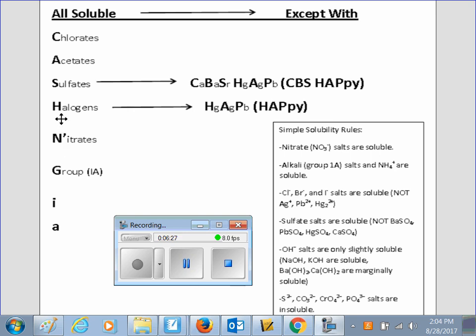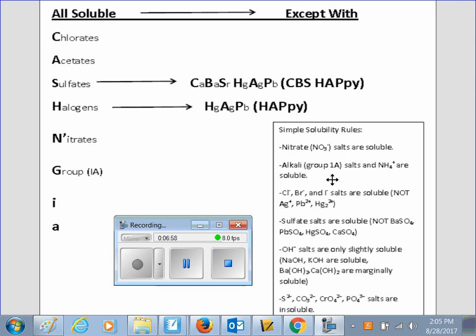Halogens, your group 17 elements, those are going to be soluble unless they're with what I call the heavy metal bad guys, mercury, silver, and lead. And those heavy metal bad guys appear in a couple of places. Nitrates, soluble no matter what. Group 1 metals, so starting with lithium and working your way down that first group, they're going to be soluble and dissociate as well, so they'll make aqueous solutions.